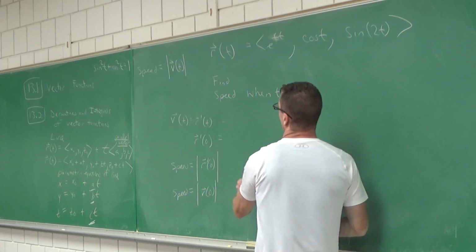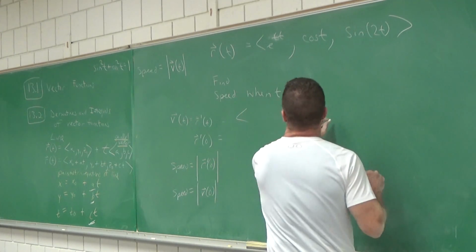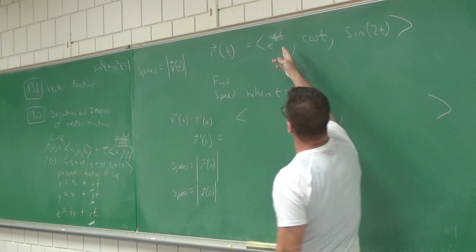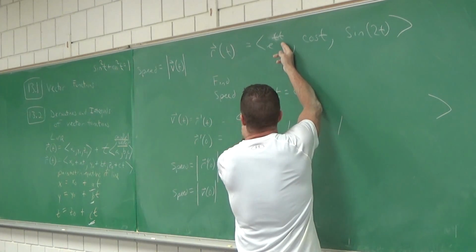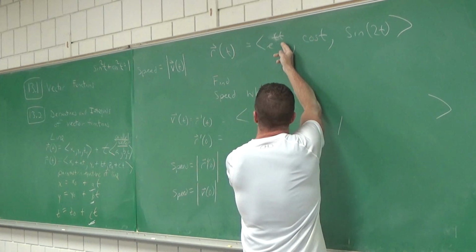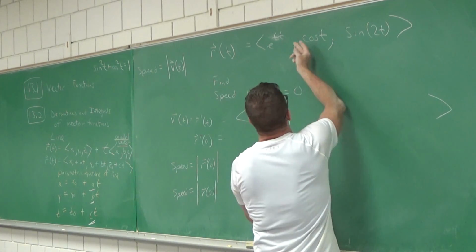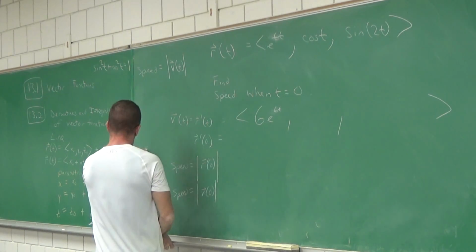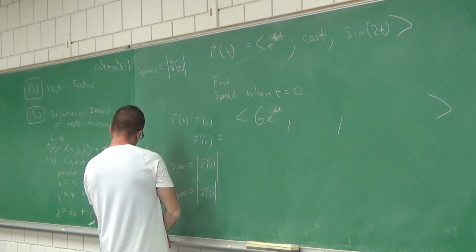The reason I want to do another one, everyone, is it gives us extra practice with things like product rule and chain rule. What's the derivative of e to the 6t? 6. And what's the derivative of cosine of t? Negative sine. Let me write it down again.